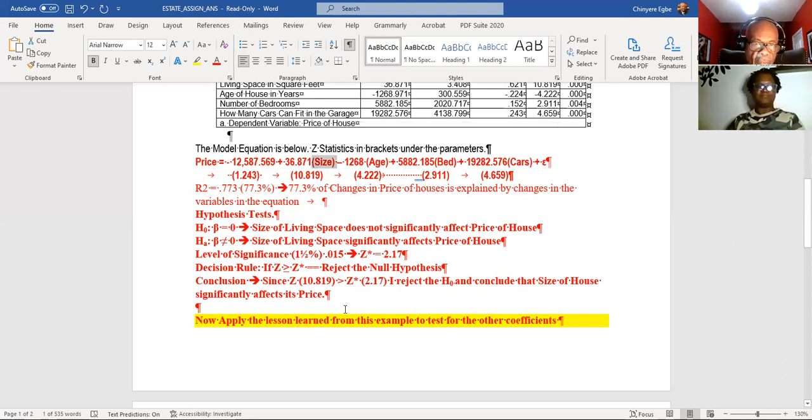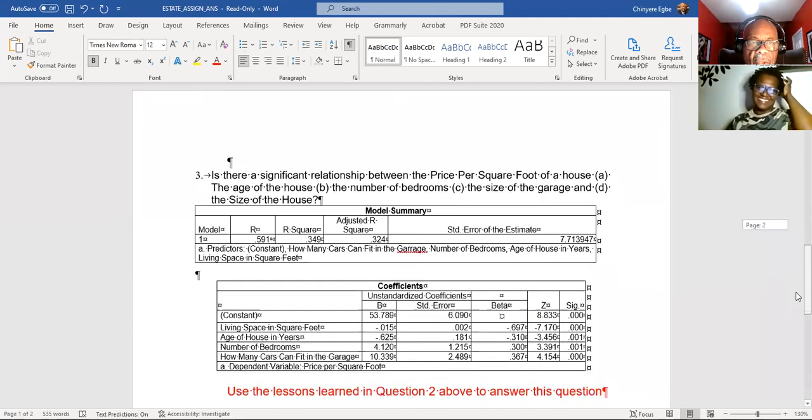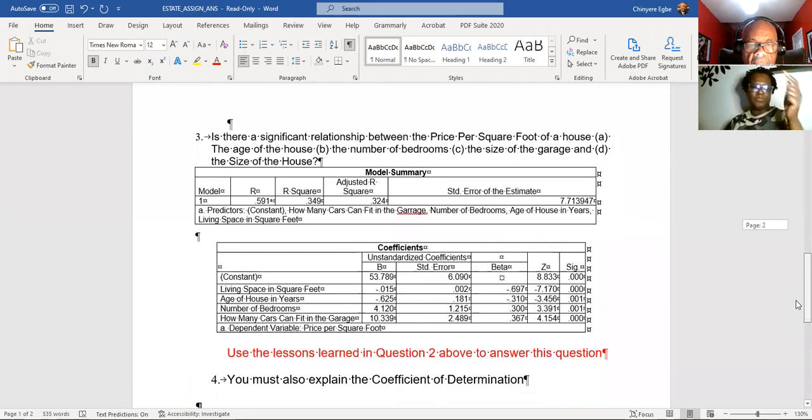Okay. And so this is why I said, now apply the lesson learned from this example to test the other coefficients. Okay. You get it? Yes. Okay. All right. So take that information and apply it to number 3. That particular process applies to number 3, where it says use the lessons learned in question 2 to answer this question.